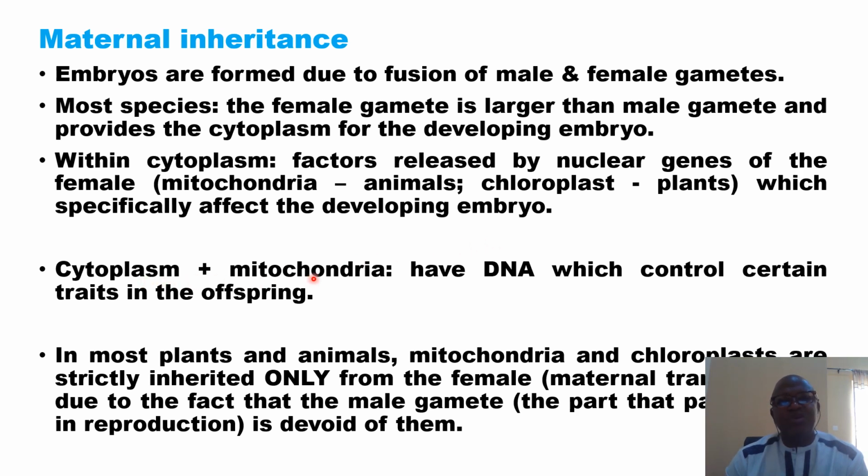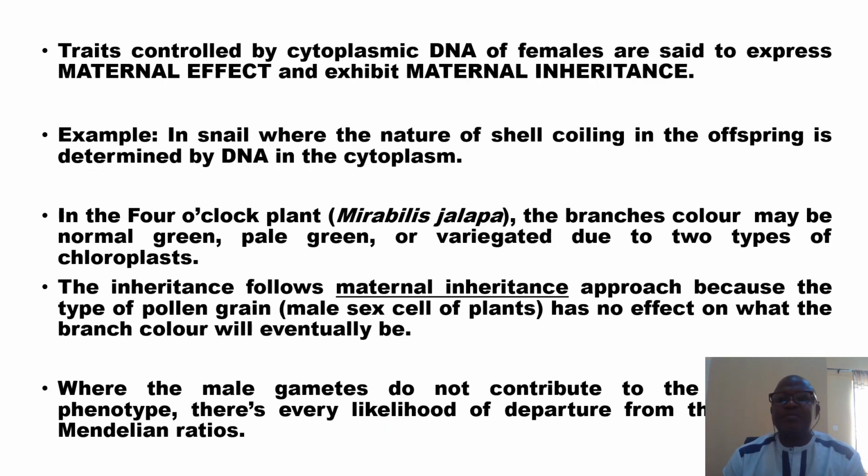So the cytoplasm plus the mitochondria have DNA which controls certain traits in the offspring. In most plants and animals, the mitochondria and the chloroplasts are strictly inherited only from the female, and that is what is referred to as maternal transmission, due to the fact that the male gamete, the part that takes part in reproduction, is devoid of them. So traits that are controlled by cytoplasmic DNA of females are said to express maternal effect, and the inheritance pattern is known as maternal inheritance.